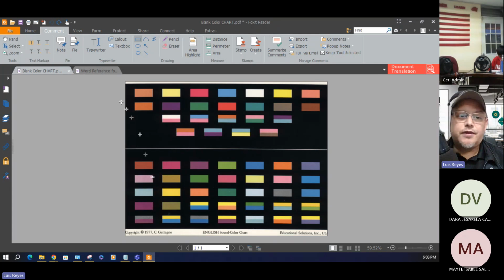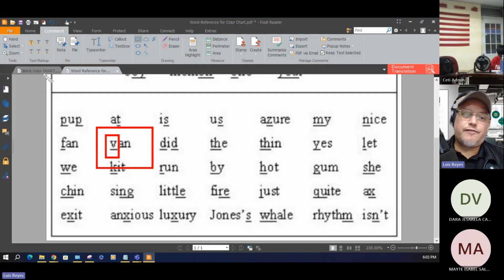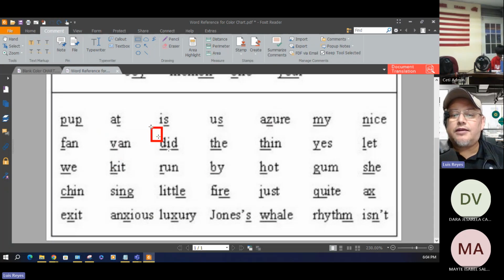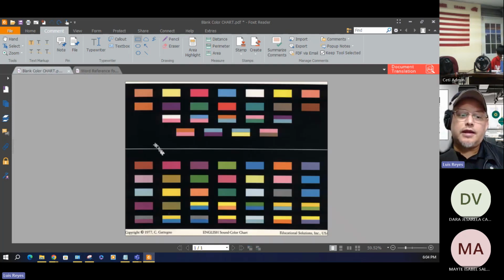Okay, f. Then we have the word van with the sound v. And that is the same sound we have here in the same location, v. Then we have the word did, with the sound d. And that is the same green sound, d, like David, did, d.